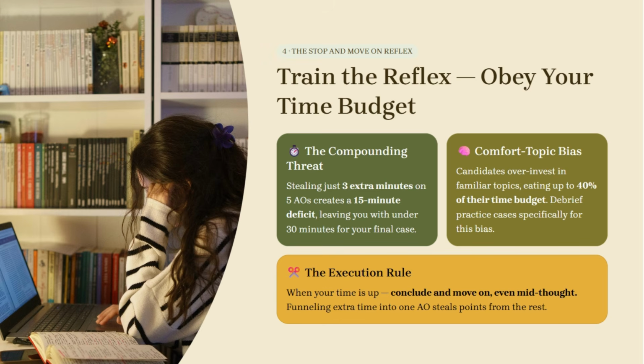Look at the compounding threat on the screen. If you steal just 3 extra minutes on 5 different AOs, you create a 15-minute deficit. That could leave you with under 30 minutes for your final case, which is a guaranteed disaster. This ties directly into the comfort topic bias we discussed earlier. Candidates often overinvest in familiar topics because it feels good to write about what they know, sometimes eating up to 40% of their entire time budget. You need to enforce the execution rule. Cut yourself off. Funneling extra time into one AO simply steals points from the rest of your exam.